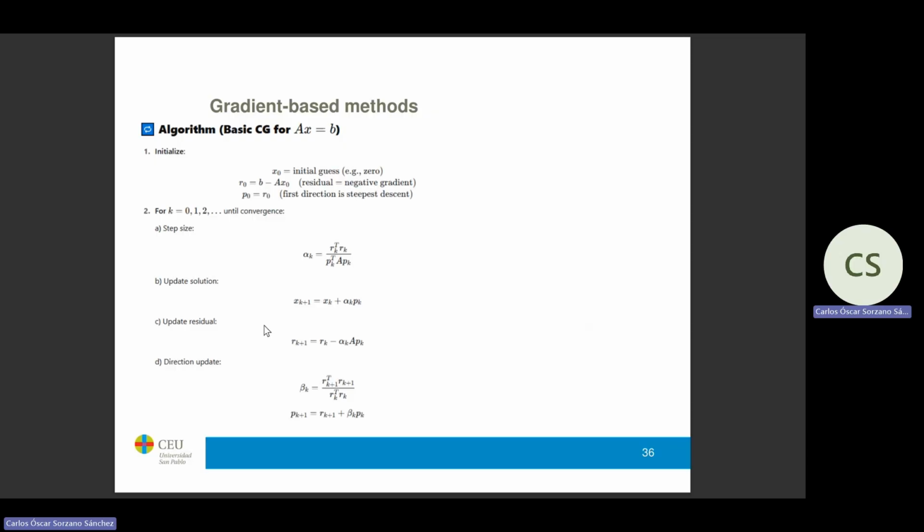The step size is calculated in this way. You see, it is the norm of the residuals. If the residuals are small, then your step will be small. And then the norm of pk with respect to the matrix A. This is the norm of pk in this matrix. Then you update your solution, you update your residuals, and you have to update the direction. For updating the direction, you use this thing where everything is known. And then you update your direction.